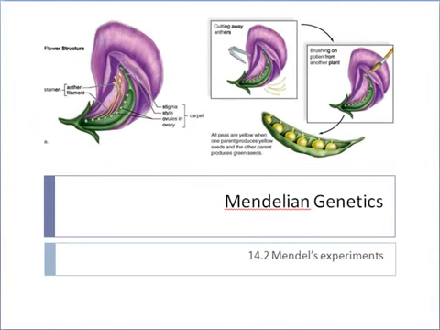On the next round we're going to start looking at some of Mendel's experiments he did, and then we're going to get a chance for you to play around with trying to solve some genetics problems.